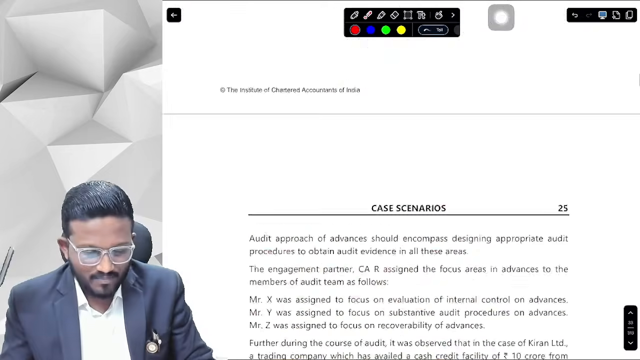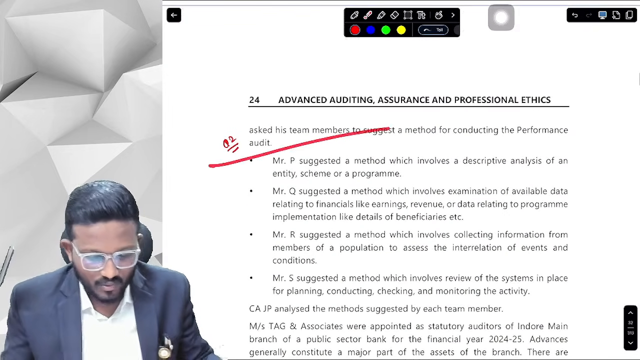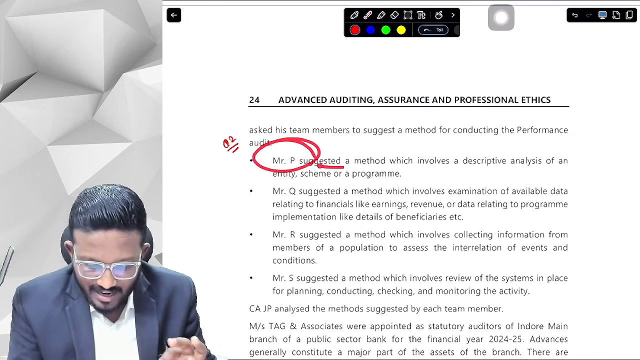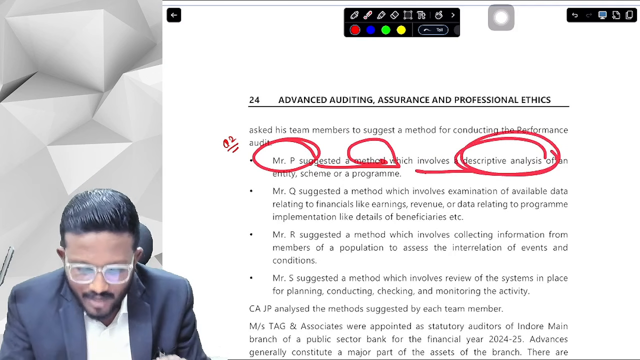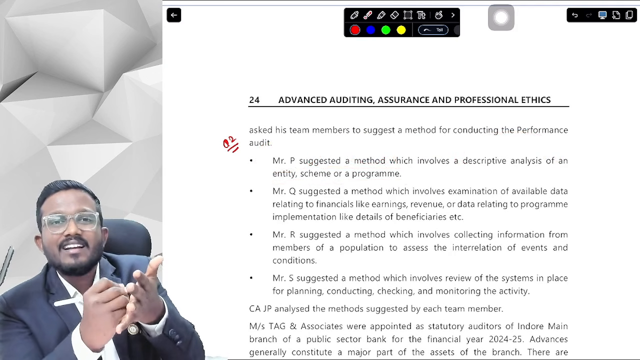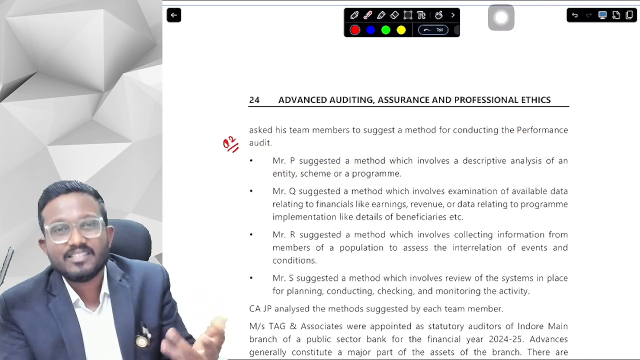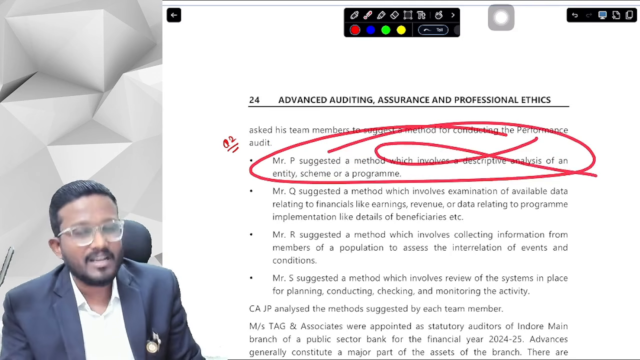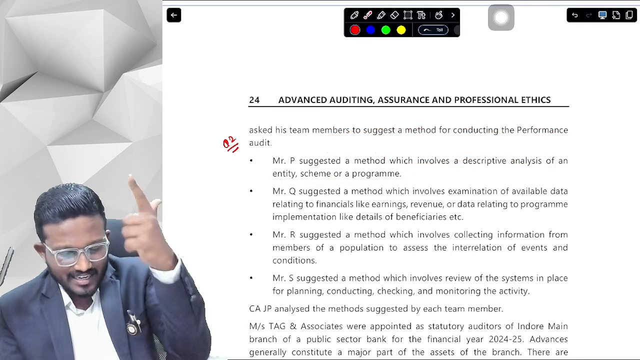So here let's see what the cases are. First of all, there is Mr. P who has suggested a method that involves a descriptive analysis of entity, scheme or program. Descriptive analysis is basically what? A written analysis, a paragraph-wise analysis of the entity's program. So here we will not be able to do any sampling technique. Okay, yes, sir.